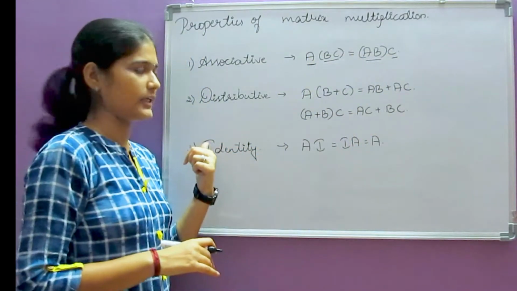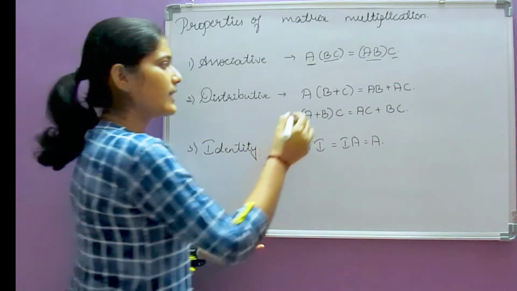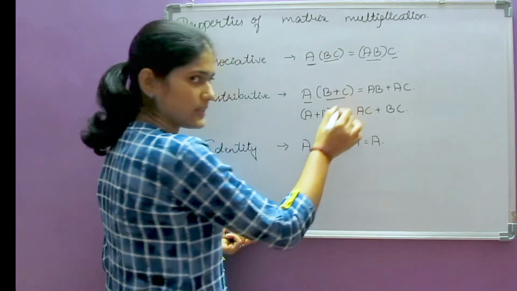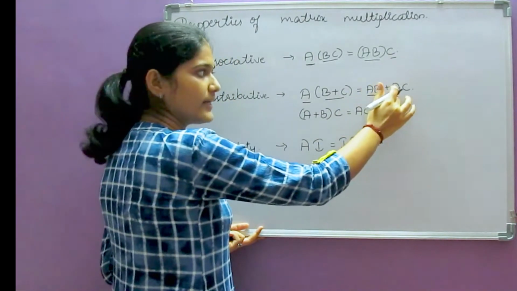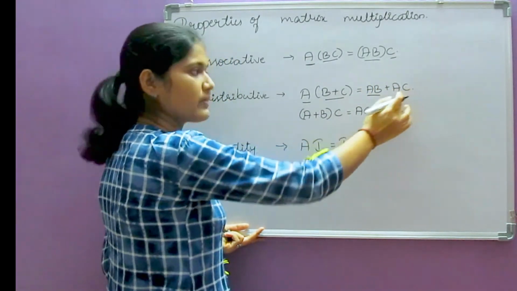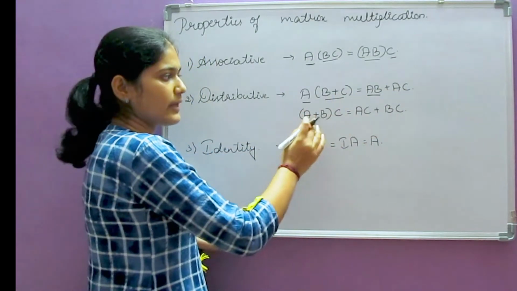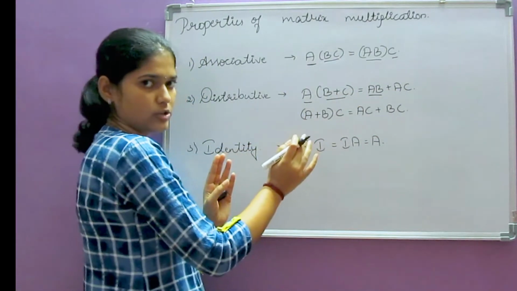And the second property is distributive property. That is, A into B plus C is always equal to AB plus AC. That is, we first multiply it, then add it. This will be equal. In a similar way, we can take it the other way also.